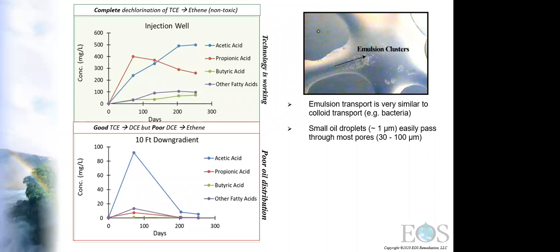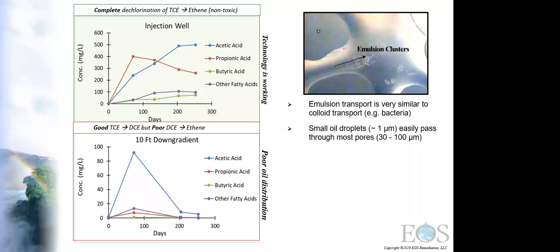You know, they're little insoluble particles, and so is that oil. The emulsion that we create in, say, our EOS Pro product, that oil droplet diameter is about 1 micron in diameter. So it can easily pass through the pore space of most aquifers. And you can see that illustrated here in that microscope slide at the top right-hand side. We've got a little emulsion cluster of oil droplets easily passing through the pore space.